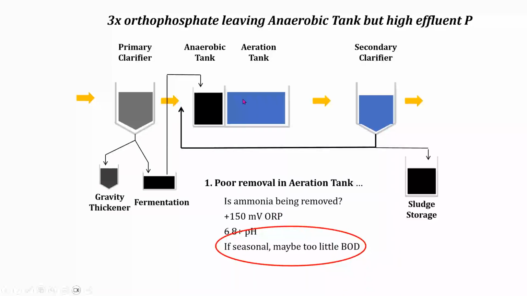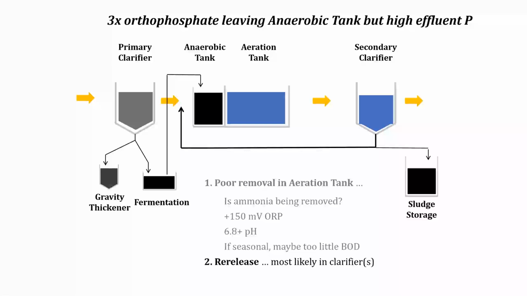Now, if you've got 50 milligrams per liter, say, of BOD coming into the aeration tank, and your ammonia is being removed, and you've got plenty of pH, well, then the problem isn't here. The problem most likely then is re-release.